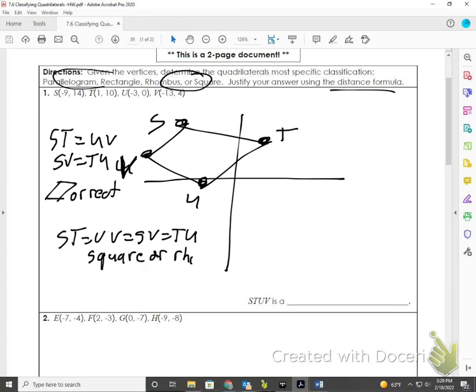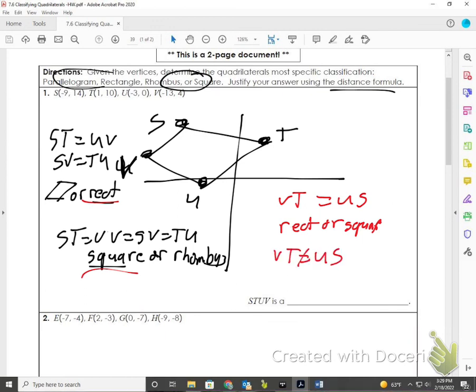What's going to make this up is the property of the rectangle and therefore the property of the square, which is that their diagonals are equal. So after we figure out which one of these, we're also going to need to measure VT and US. If those two are equal, then it's a rectangle or a square, depending. If these two are not equal, then it would be a parallelogram. I really don't feel like writing parallelogram out, or rhombus.